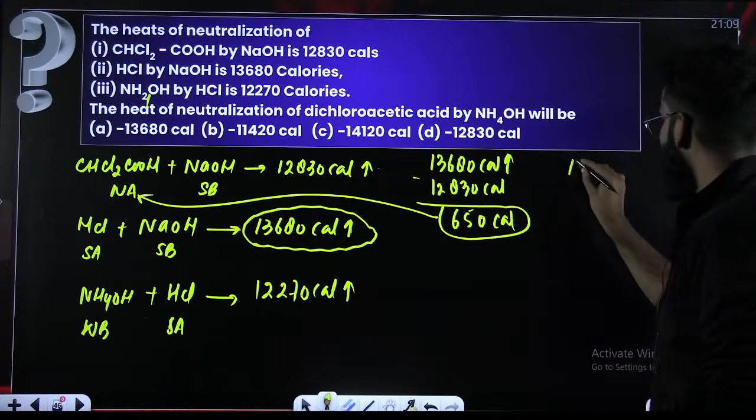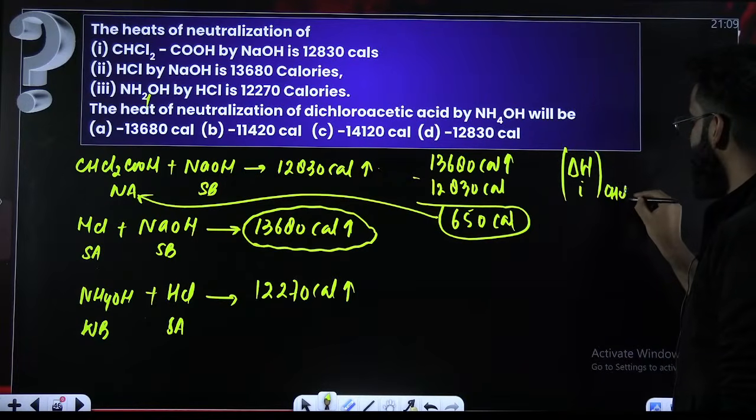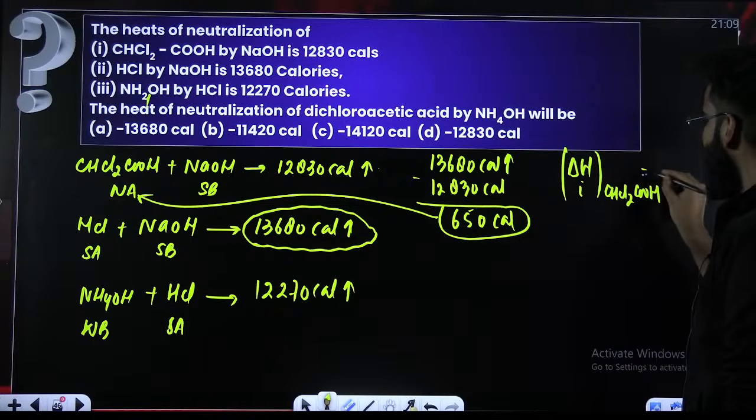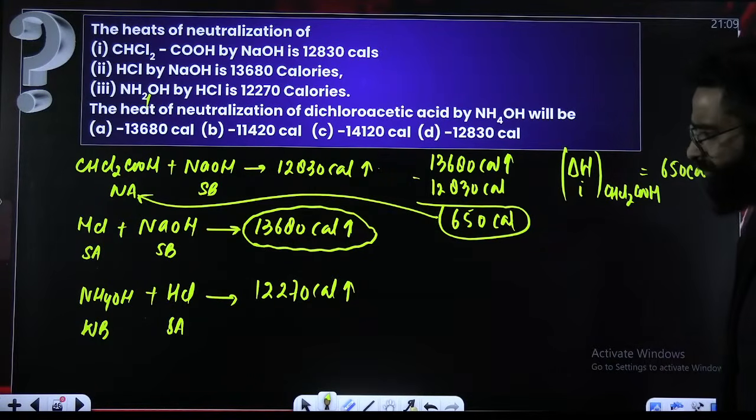So what did I get? I got the enthalpy of ionization of dichloroacetic acid. Right? How much did I get it as? 650 calories.